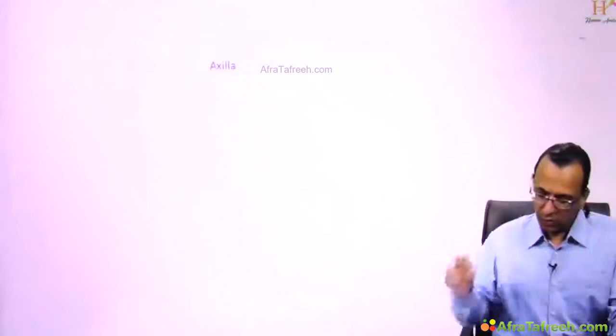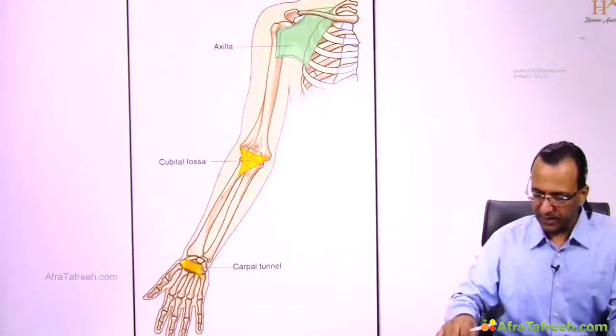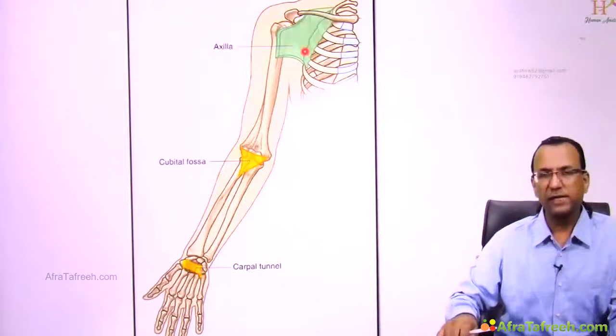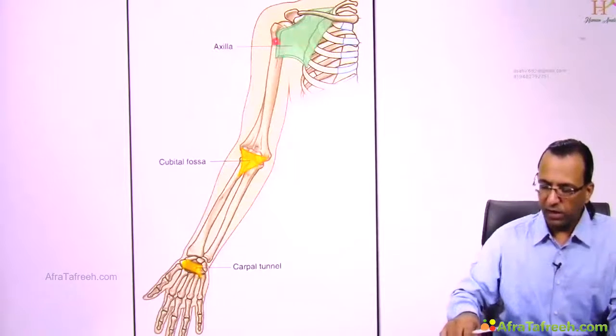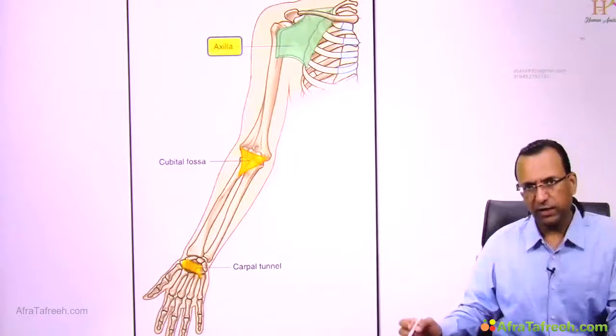Now we are going to take a look into the axilla, and after that we will take a transverse section of the axilla. There are questions appearing on the transverse section of axilla. See, the axilla is basically the armpit, and it will have some walls: anterior wall, posterior wall, lateral wall, and medial wall. So that is where we are focusing now.